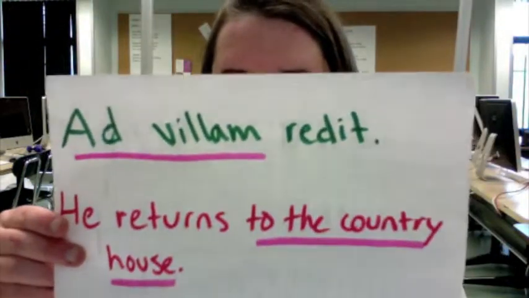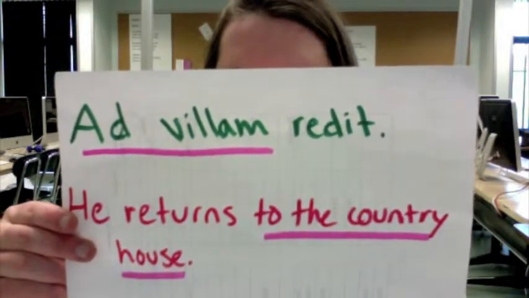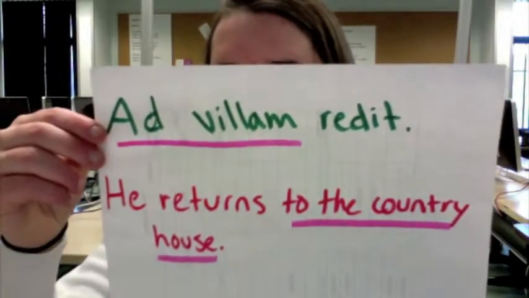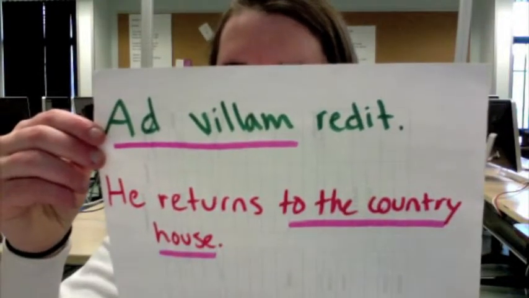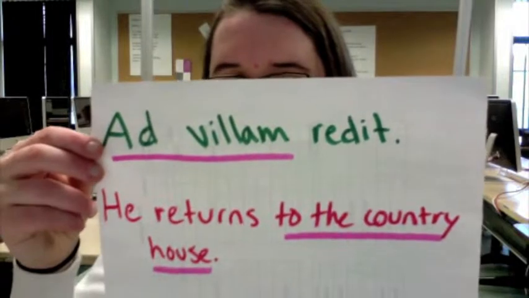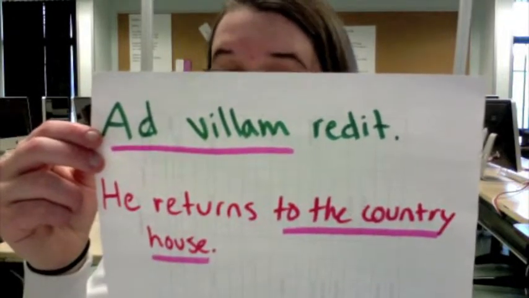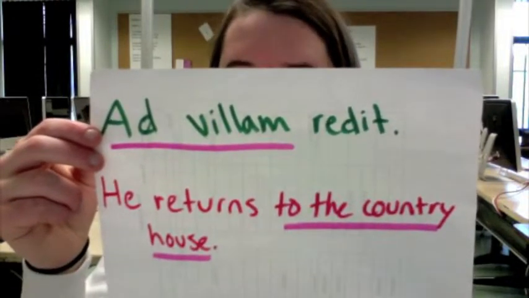The last example is "ad villam redit." He returns to the country house. Notice that ad does not take the ablative case, nor does it lose its second letter. This is because it is not its close counterpart ab, with a b, which means from.